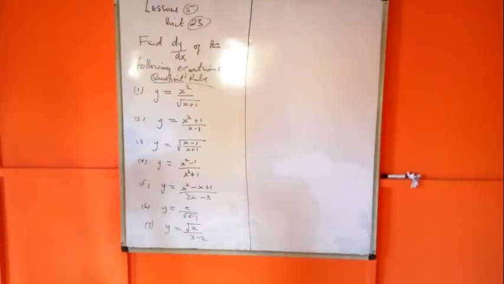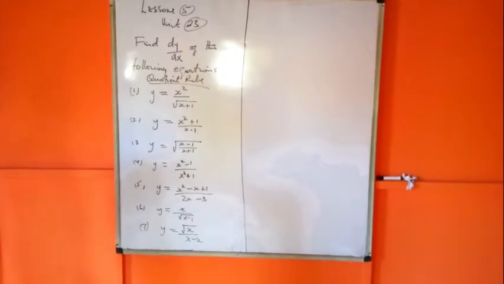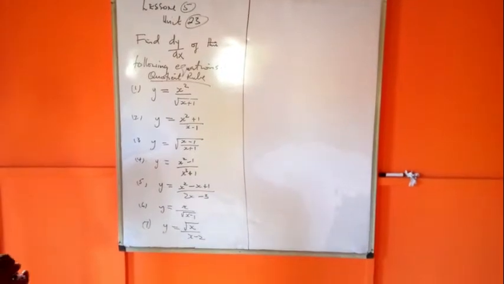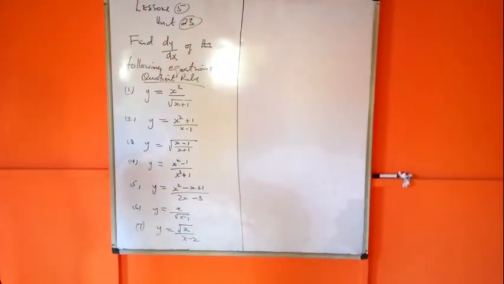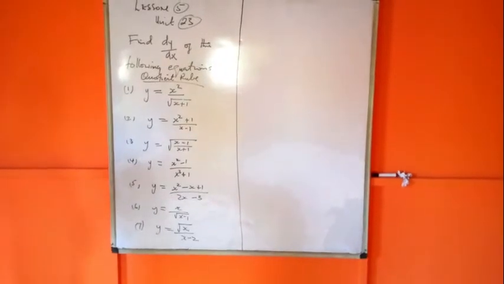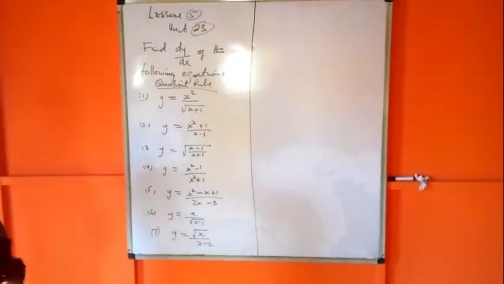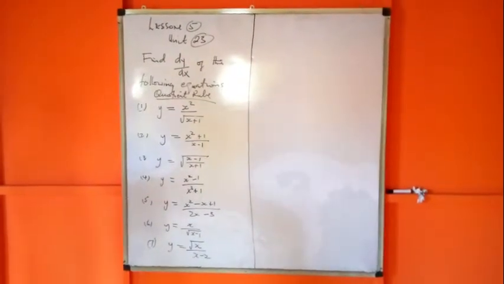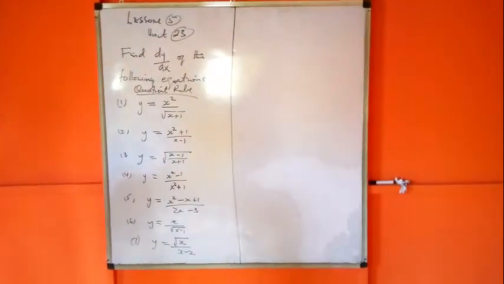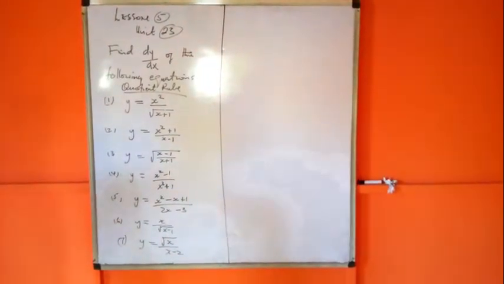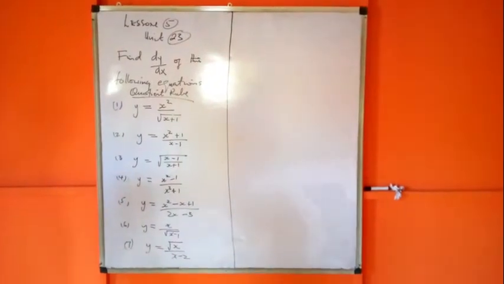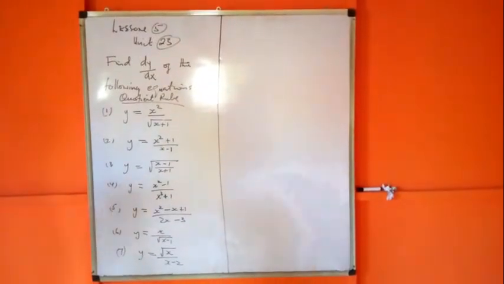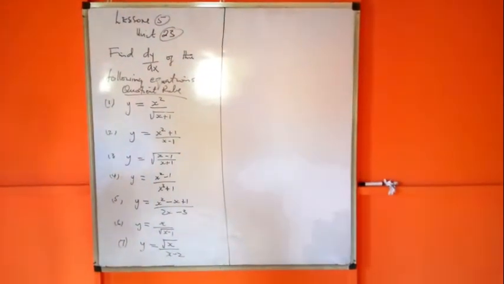Lesson 5, Unit 23. Find the dy/dx of the following equations using the quotient rule. 1. y equals x squared all over square root of x plus 1. 2. y equals x squared plus 1 all over x minus 1. 3. y equals the root of x minus 1 all over x plus 1. 4. y equals x squared minus 1 all over x raised to the power 3 plus 1. 5. y equals x squared minus x plus 1 all over 2x minus 3.